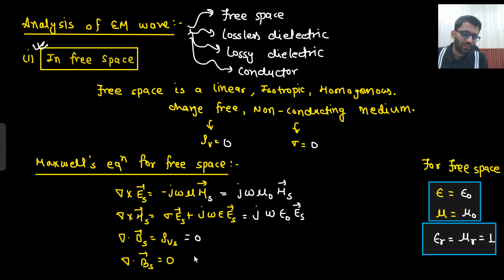Rho v is 0 and this is already 0. So what are all the equations? Del cross Es is equal to minus j omega mu naught Hs. Del cross Hs is equal to j omega epsilon naught Es, and del dot D is equal to 0. Del dot B is equal to 0. Now we are going to solve these equations and we will get our electric field and magnetic field expressions.